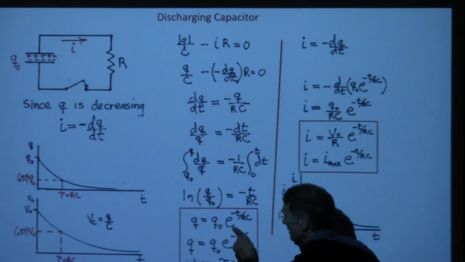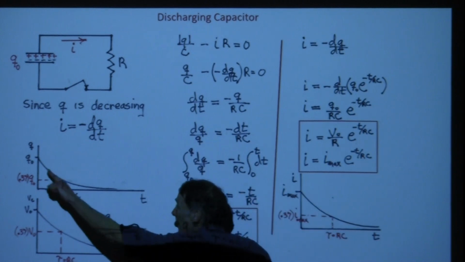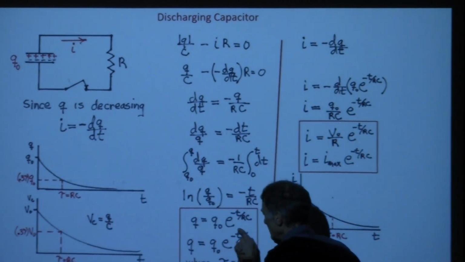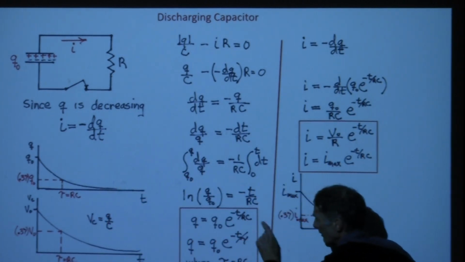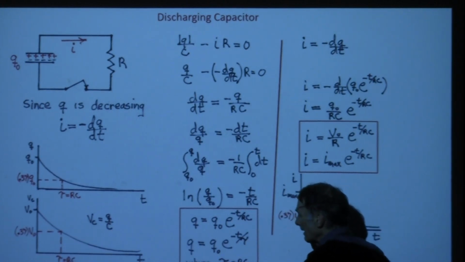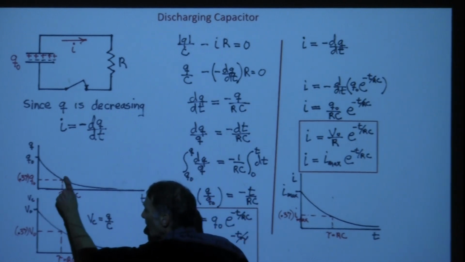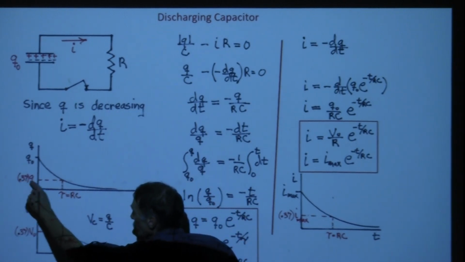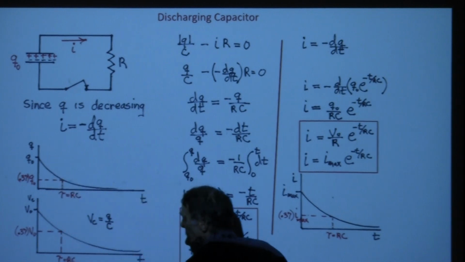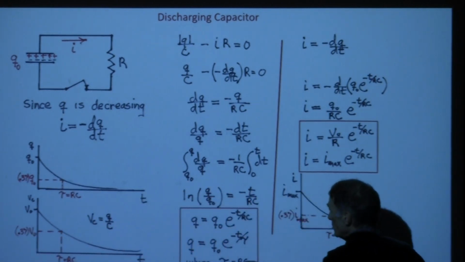The charge on this capacitor is exponentially decaying. This is e to the minus t over RC. It's going to be decaying like this, again either with RC or tau. You can express it either way. And again, this idea of tau: after a time constant RC, this thing has discharged to 37% of its charge, or if you're doing voltages, 37% of the voltage.